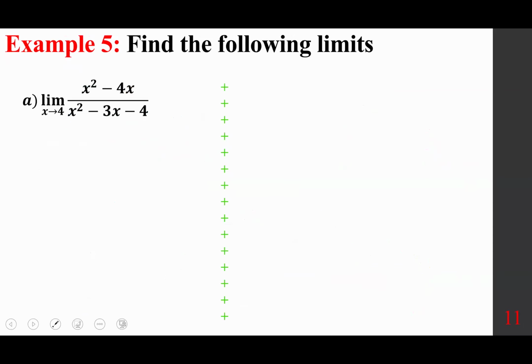All right, let's look at this example. If you plug in and you work it out, class, you can always plug in. You get 0 over 0. It's an indeterminate form, and indeterminate form means really more work. What do we mean by more work? Use your algebraic techniques. Now, we need to factor the numerator and the denominator.